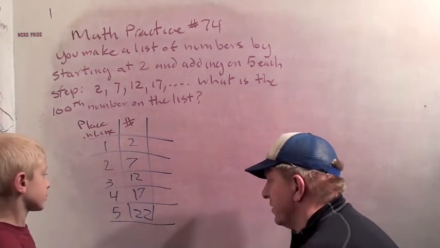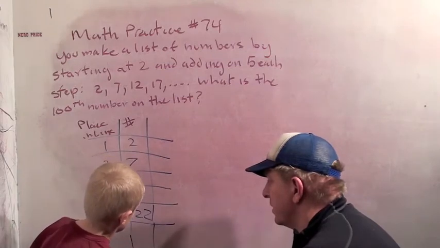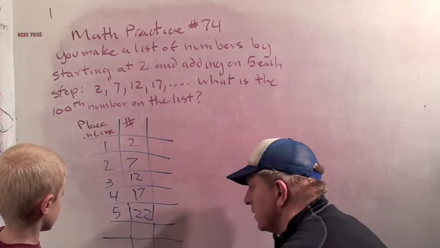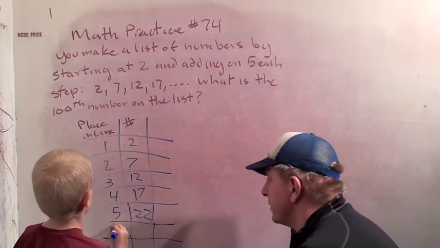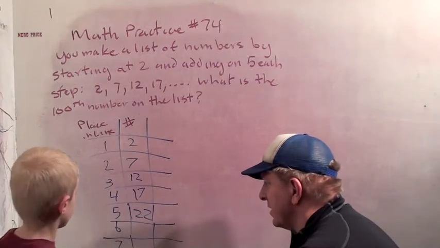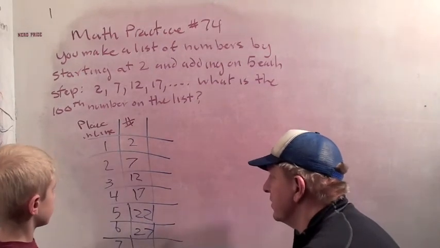Just for fun, let's do the sixth number. Can you write? Okay, great. What is the sixth number? The sixth number is 22 plus 5, which is 27. Okay, awesome. We can stop there.